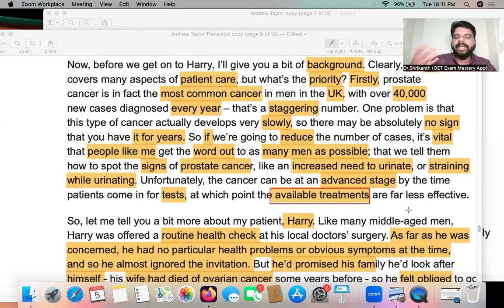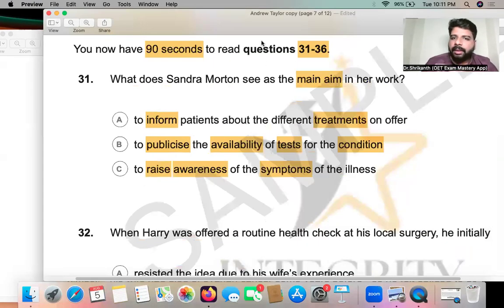So over here, there are many treatments available, but unfortunately, all those treatments are not going to be effective because it is at an advanced stage. If they had come a little bit early, then maybe the available treatments could have been better. Right. So over here, treatments.